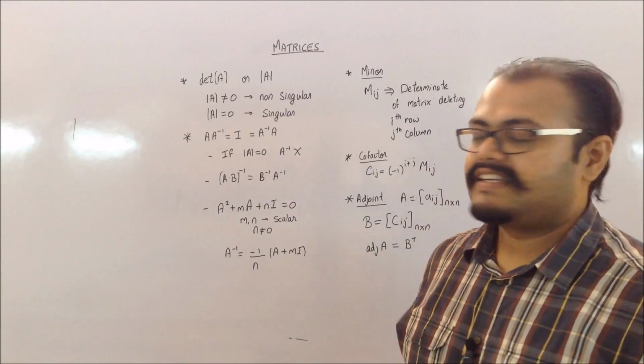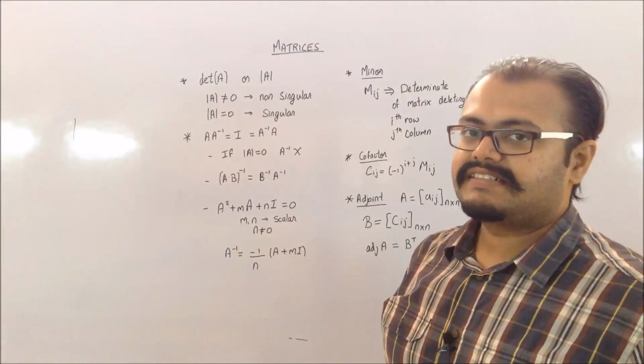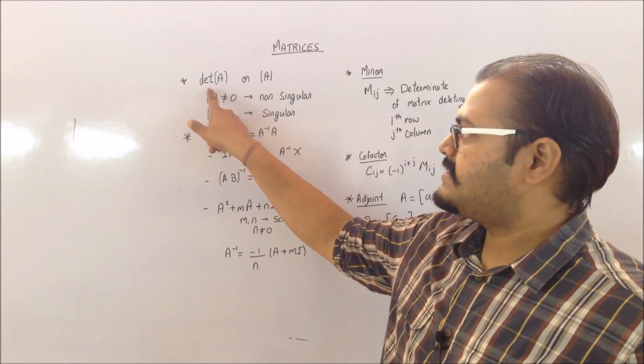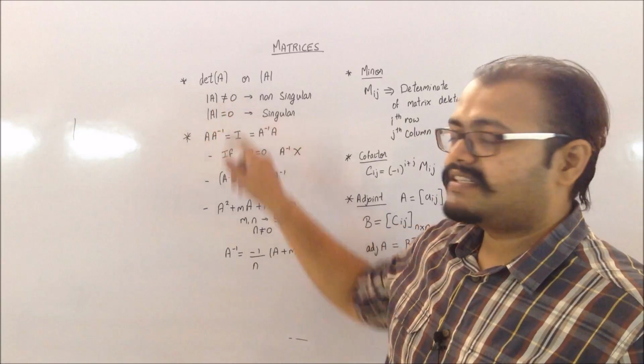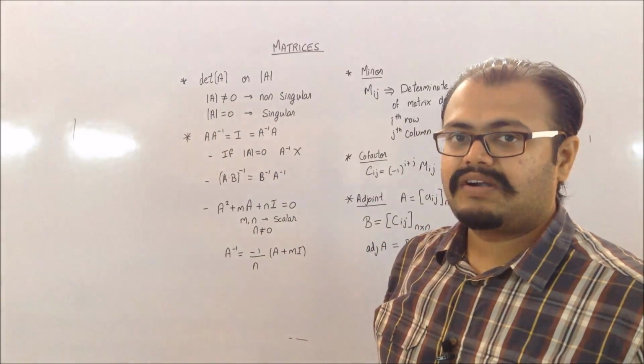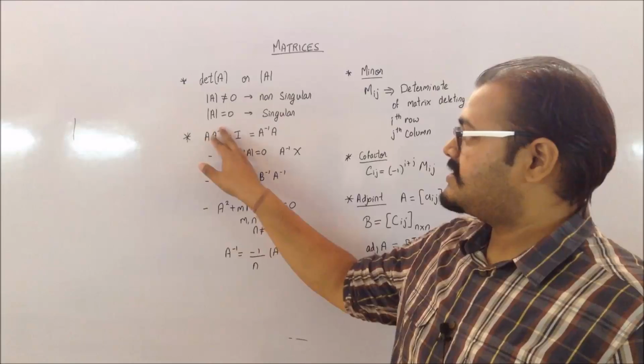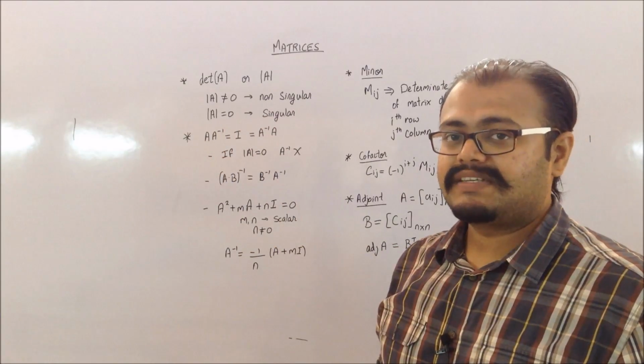Next we are defining the determinant of a matrix A. It is denoted by det or a modulus sign. If my determinant is not equal to 0, then it is called a non-singular matrix. If it is equal to 0, then it is a singular matrix.